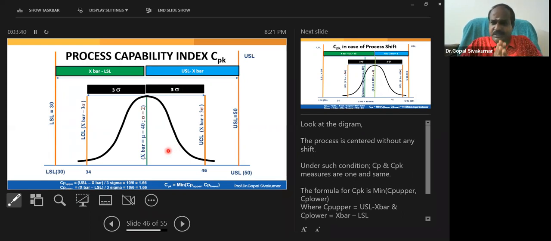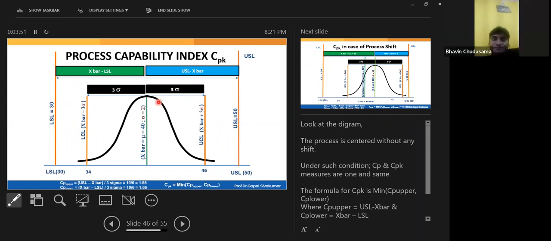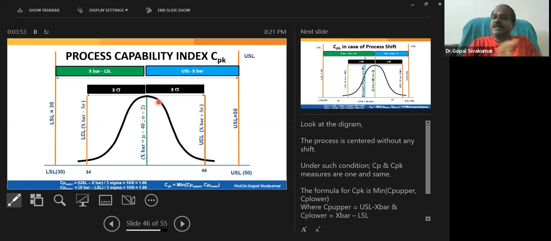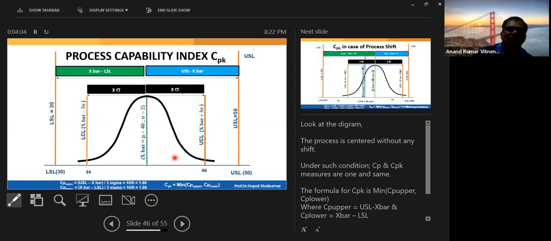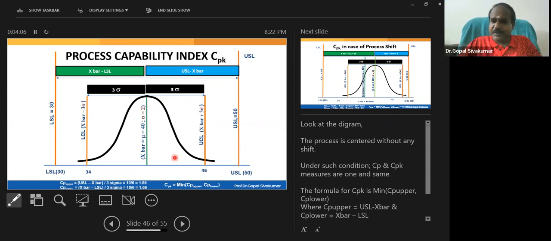If the process doesn't undergo a shift, blue bar by 3 sigma will equal green bar by 3 sigma. All of you agree with me? But if the process is shifting, they become unequal. So we have two values now, Cp upper and Cp lower. If Cp upper is equal to Cp lower, there is no shifting. But if Cp upper and Cp lower are different, you can understand your process is shifted.